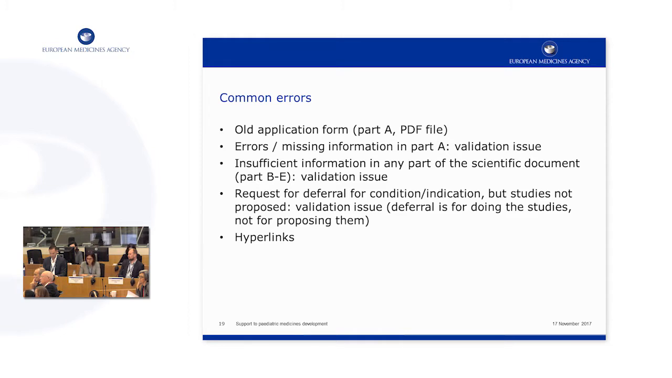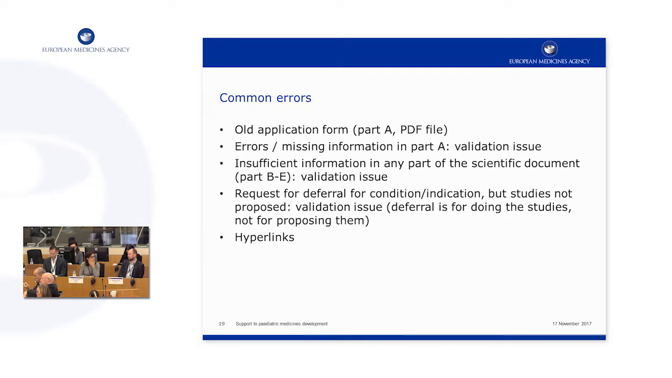Here I'd like to give some examples of common errors that we see in the submissions from a practical point of view. For instance, we see applicants that submit Form A, Part A, using an old application form. So please always make sure that you use the forms and templates available on the website. A common problem encountered during the validation process of a PIP is incomplete information, either in Part A or in Part B to E.